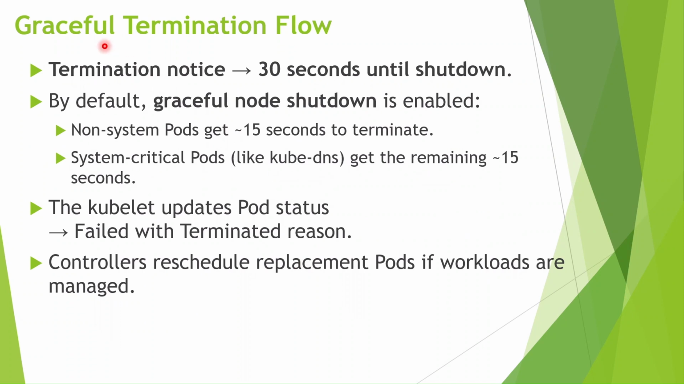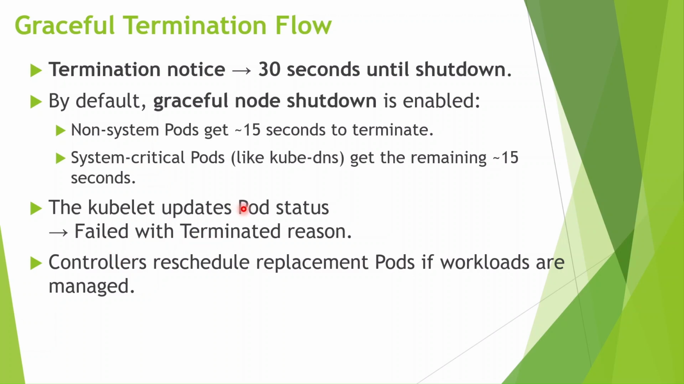After that, we have a termination flow. You will get a termination notice 30 seconds until shutdown. By default, graceful node shutdown is enabled. Your non-system pods will get 15 seconds to terminate, and system critical pods also get 15 seconds to terminate, like kube-dns. The kubelet then updates the pod status with the terminated action.